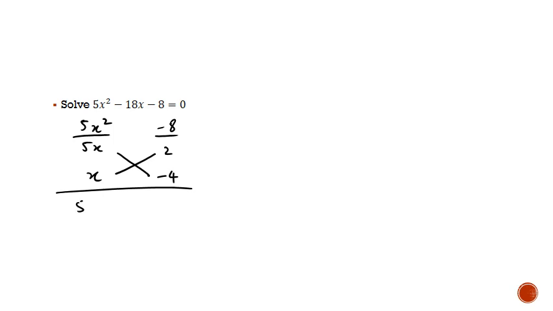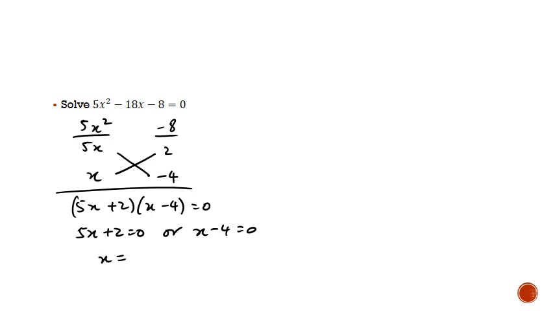Because of that, if we factorize it out and write it out, we have 5x plus 2 and x minus 4 equals 0. So then, because one of these brackets is going to be equal to 0, you have 5x plus 2 is equal to 0, or x minus 4 is equal to 0, and you solve it. So then x gives you negative 2 over 5, or x is equal to 4.